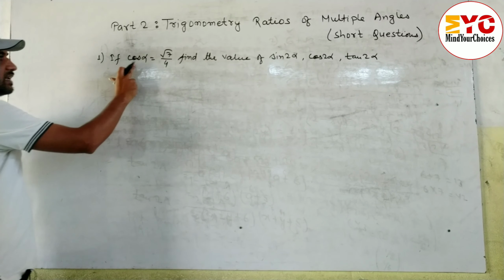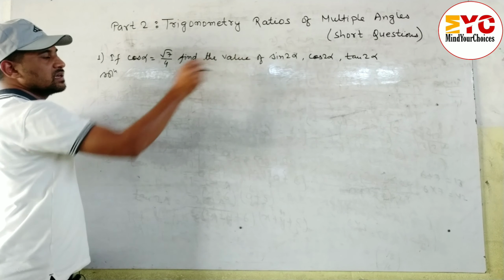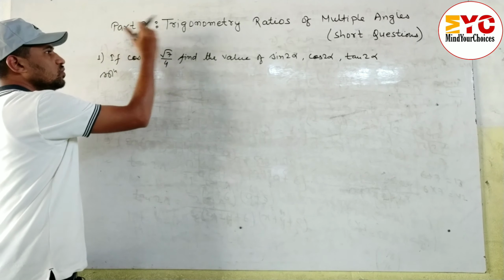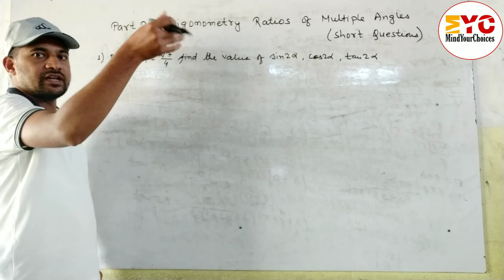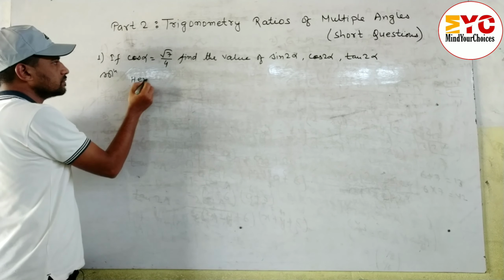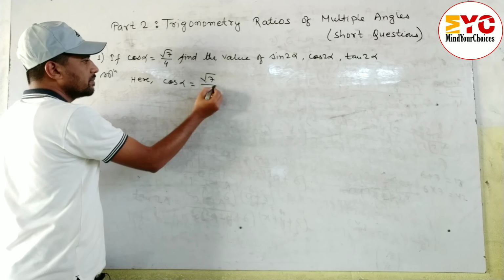So let's make a start. Here is cos alpha. Solution. First question from multiple angles short questions. We are doing short questions, and in part 2 short questions. You will get part 2 long questions in the next video. Here cos alpha is root 7 by 4.